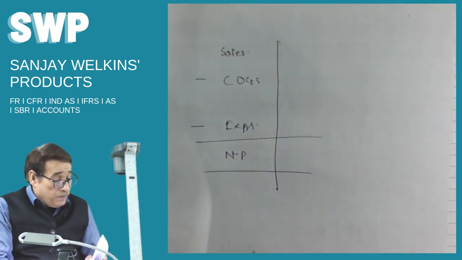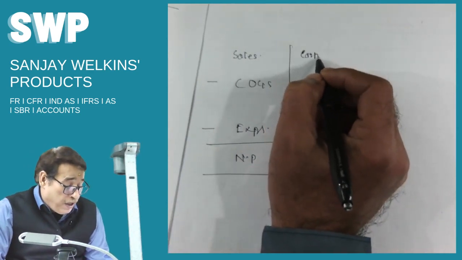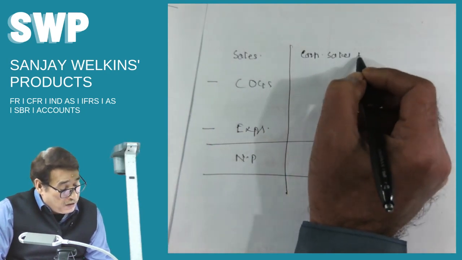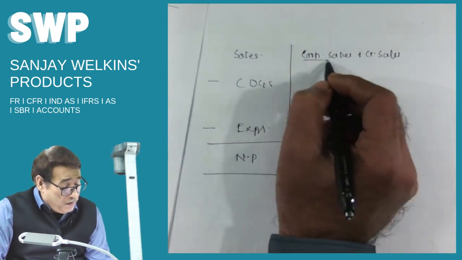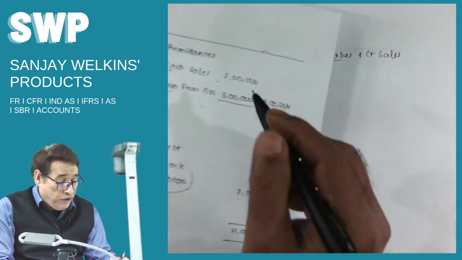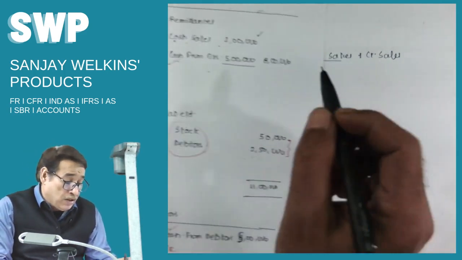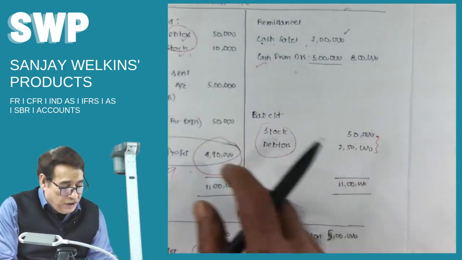See here, in the branch account, we have written cash sales, but we haven't written credit sales. This is the problem. Correct? You are telling me, sir, we have written cash sales. Obviously, I agree with you. And you are telling me, sir, we haven't written credit sales here. You are exactly right. We haven't written credit sales here.